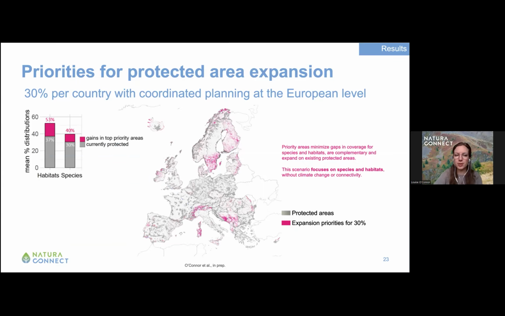And perhaps more important than the map itself is to quantify the actual gains in terms of the distributions that would be covered additionally for habitats and species with these new priority areas. So for example, here, what you see on the bar chart is that for habitats, we would go from 37% of their distributions protected on average to 53% with the new priority areas. And for species, we go from 30% that are currently protected to 40% in the priority areas. So these are really substantial gains, considering that this is just for 5% of European land.